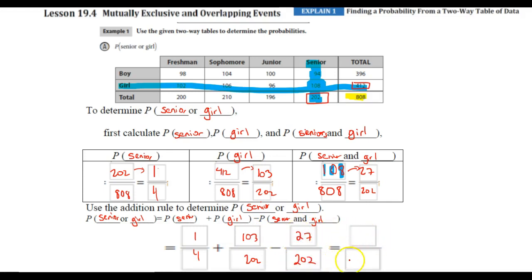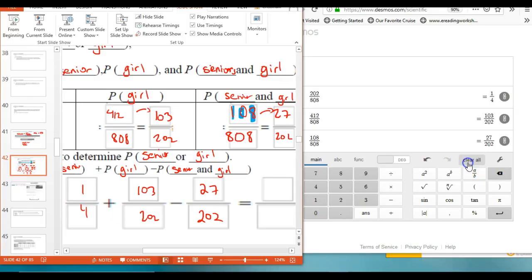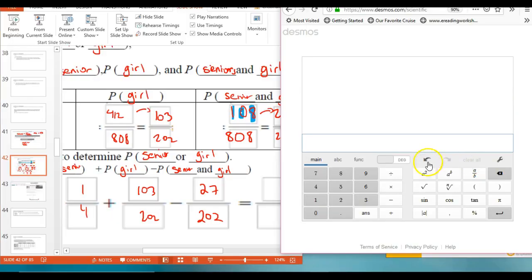And actually, since we have the calculator available to us, we can compute that on the Desmos calculator, which we'll do right now. Alright, so that would be 1 over 4 plus 103 over 202 plus 27 over 202. And that would come out to about 361.